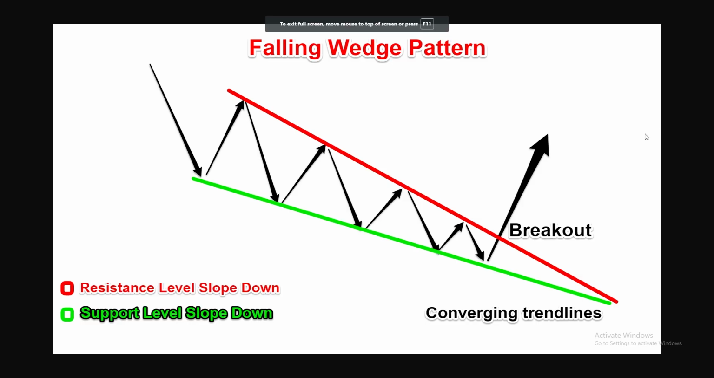So another pattern I really like playing is this falling wedge pattern. As you can see, it's basically two trend lines that are eventually going to converge together. And usually what happens is the price finds a support level and it breaks up, and then you see a huge breakout above this upper trend line.